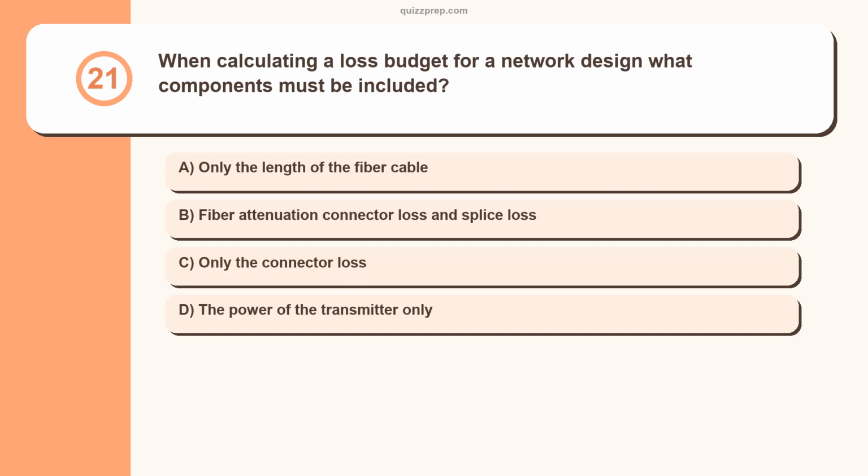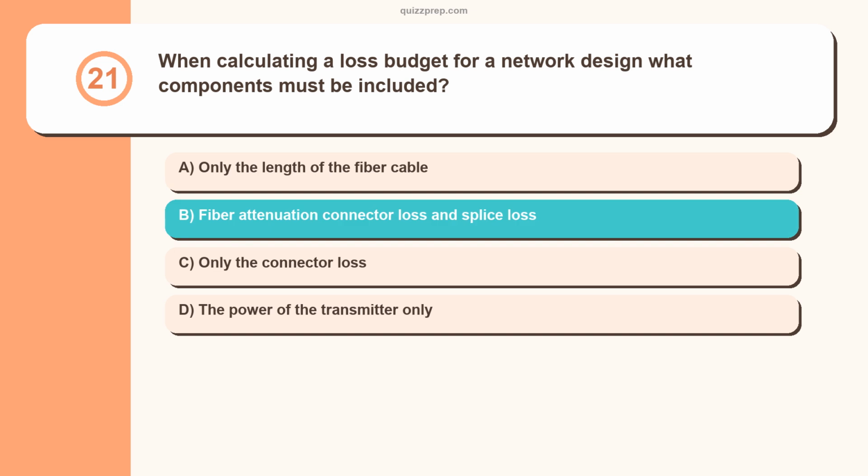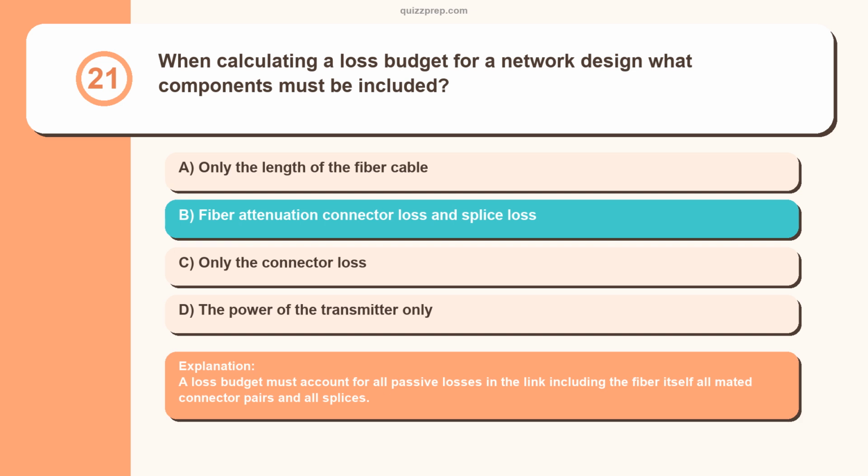Question 21. When calculating a loss budget for a network design, what components must be included? Only the length of the fiber cable, fiber attenuation, connector loss and splice loss. Only the connector loss, the power of the transmitter only. A loss budget must account for all passive losses in the link, including the fiber itself, all mated connector pairs, and all splices.